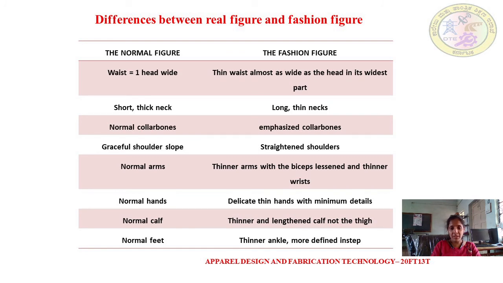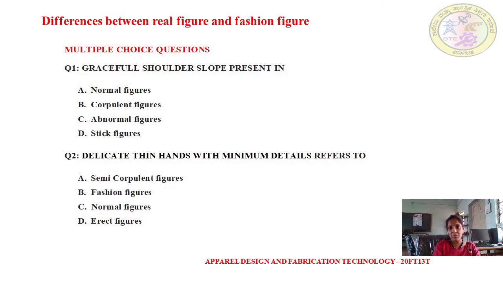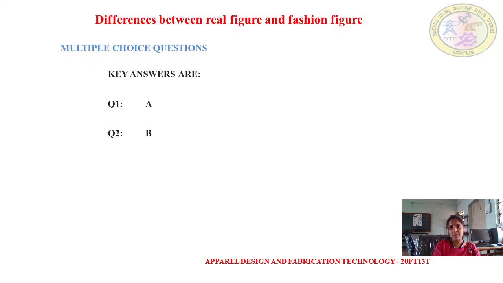Now, let us have a glance at multiple choice questions. First question: graceful shoulder slope is present in which figure? Next question: delicate thin hands with minimum details refers to which figure? The answers are: question 1 option is A, question 2 option is B.